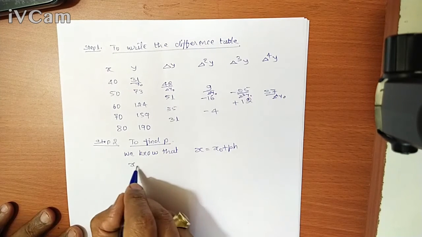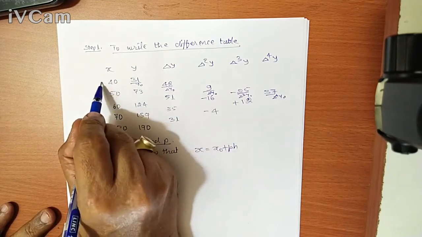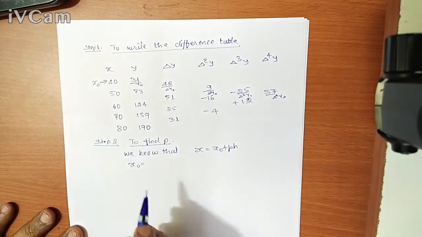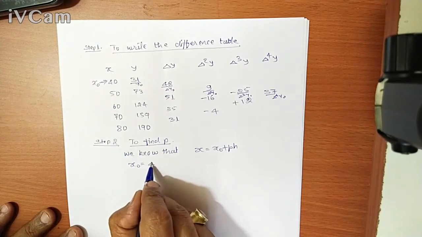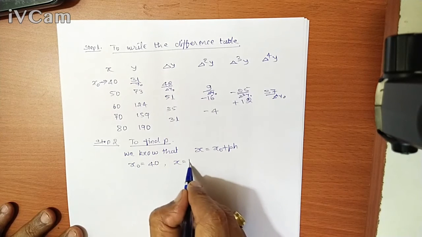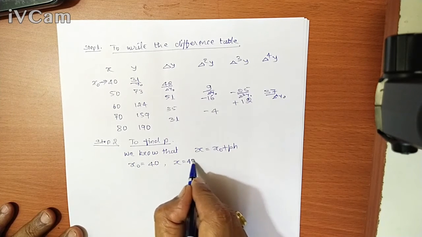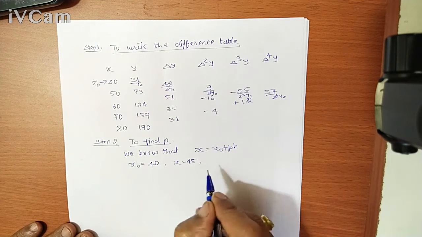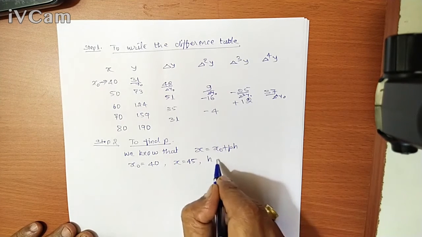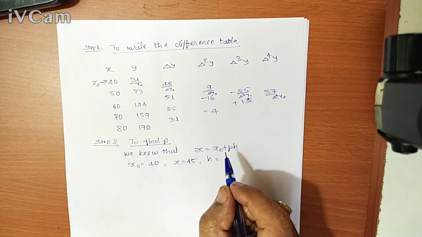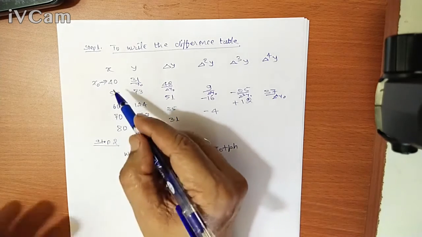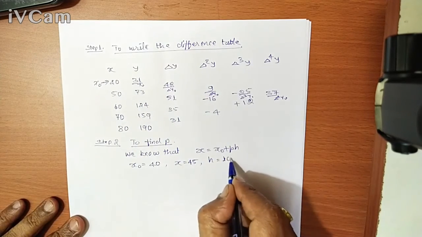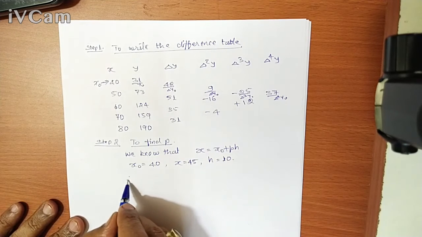What is x naught? X naught is the first value. So this value is x naught. This is x naught, this is y naught. So x naught is 40. X, the point at which you are required to find the value, is given as 45. Then what is h? H is the common difference. Consider any two consecutive terms and subtract. So h is 10. Therefore, what is p?